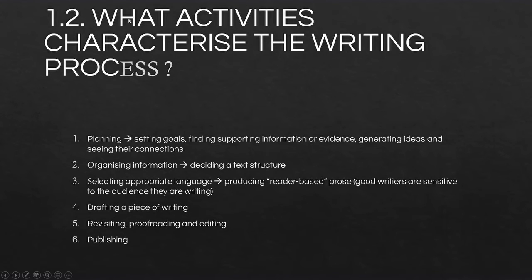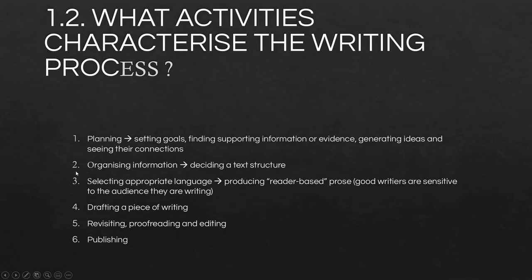What activities characterize their writing process? As we could see in the previous picture, we have about 6 different steps to deal with. The first one is planning, and in here we have activities like setting goals, finding and supporting information or evidence, generating ideas, and seeing their connections.